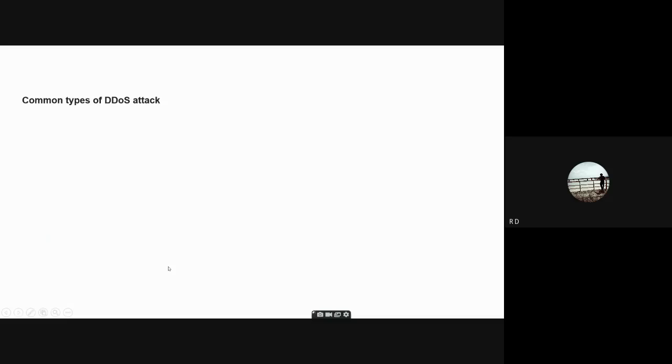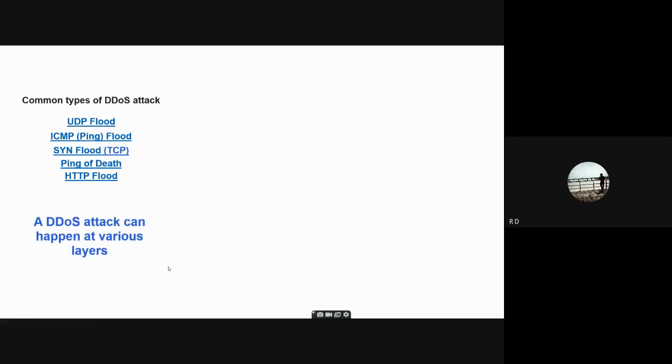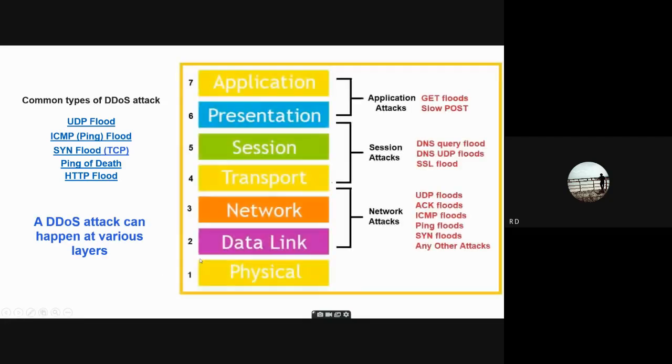Some of the common types of DoS attacks are UDP flood, flooding a machine with UDP requests, flooding a machine with ICMP requests, SYN requests or ping of death, and HTTP flood, continuously requesting web pages from multiple devices. A DoS attack can happen at various layers of the OSI model. At the application layer, by sending GET floods or slow POST methods, session attacks can happen, network attacks such as UDP floods can happen, and so on. So a DoS attack can happen at various levels.